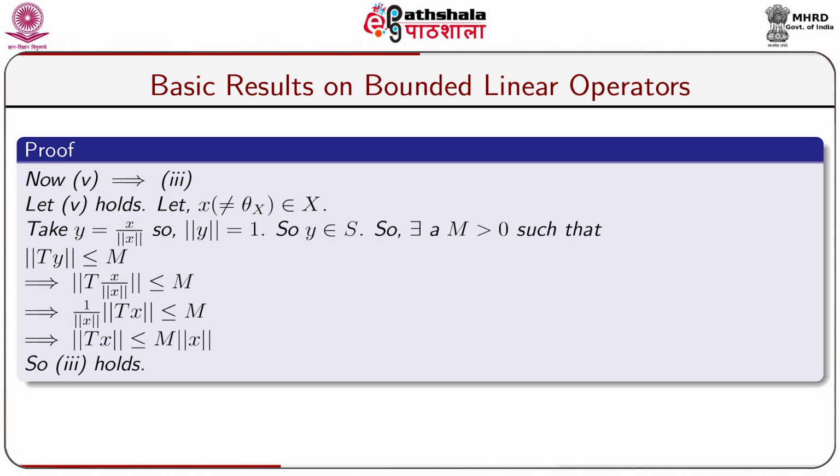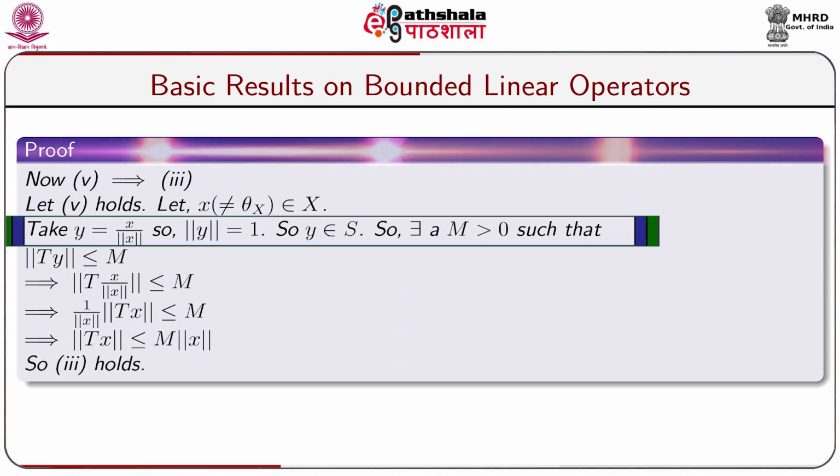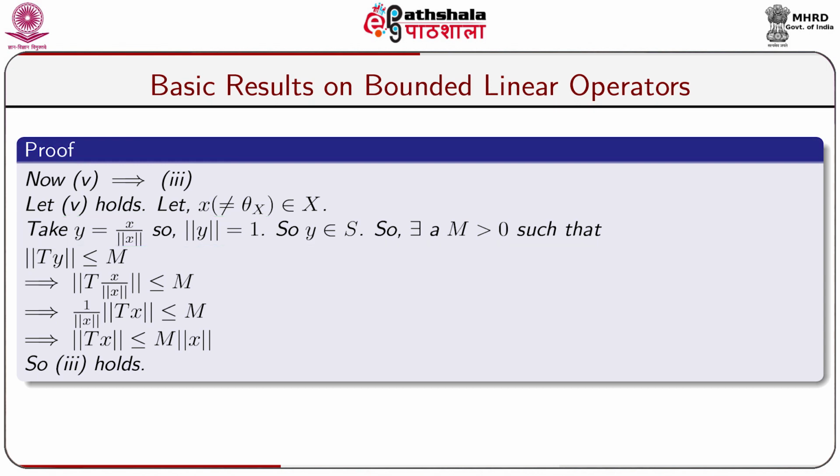Now 5 implies 3. Let 5 hold. Let x be an element belonging to capital X, which is not equal to the 0 vector of capital X. Take y equal to x by norm of x. So norm of y is equal to 1, so y belongs to capital S. So there exists a capital M greater than 0 such that norm of Ty is less than or equal to capital M.